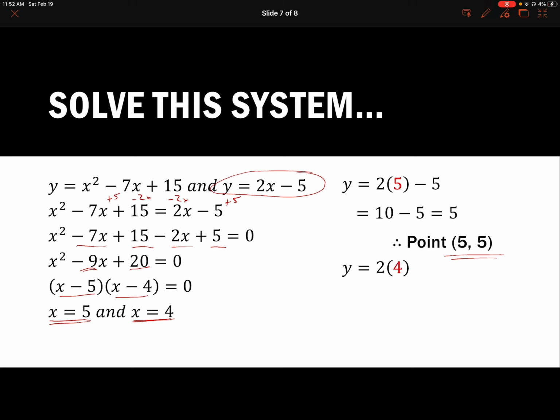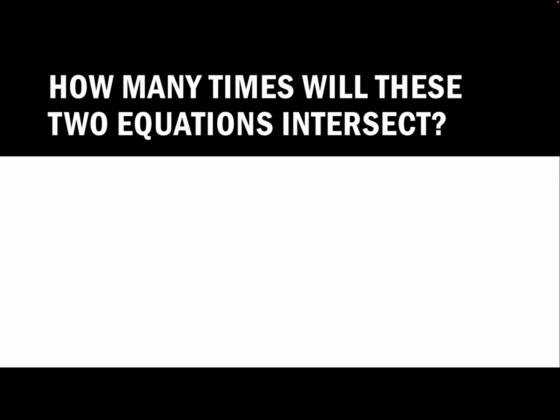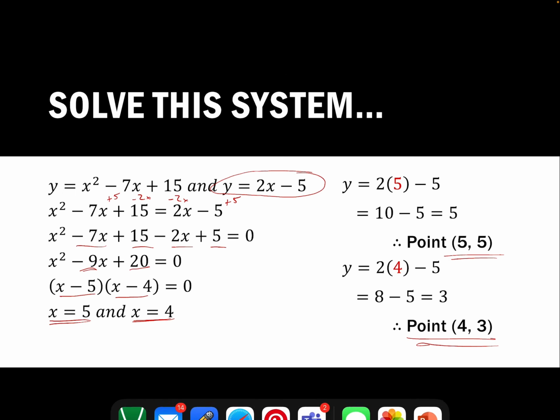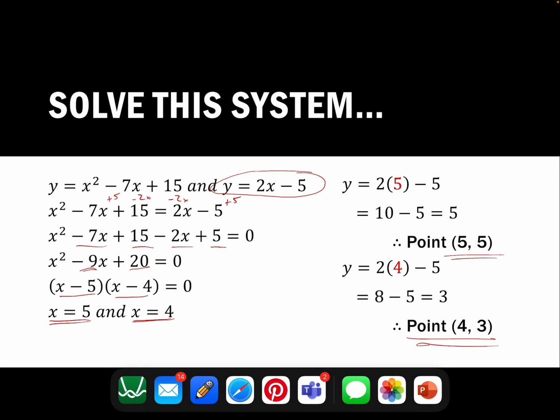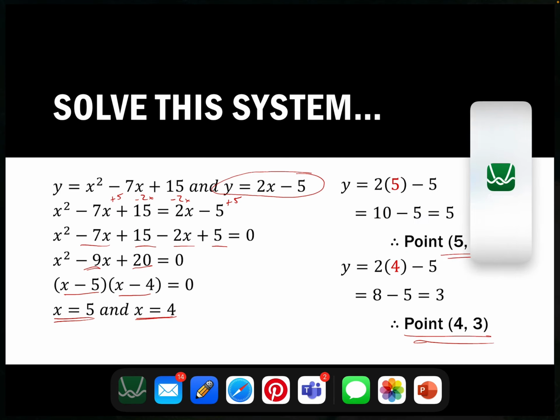Now subbing 4 in, 2 times 4 is 8. 8 minus 5 is 3. So therefore, we have the point 4, 3. So those are my 2 points of intersection for this quadratic linear system. I'm going to go ahead and check this by graphing. So let's go back, and I will bring up Desmos.